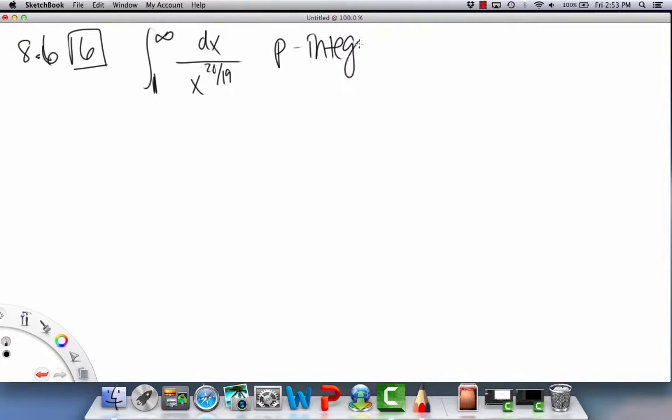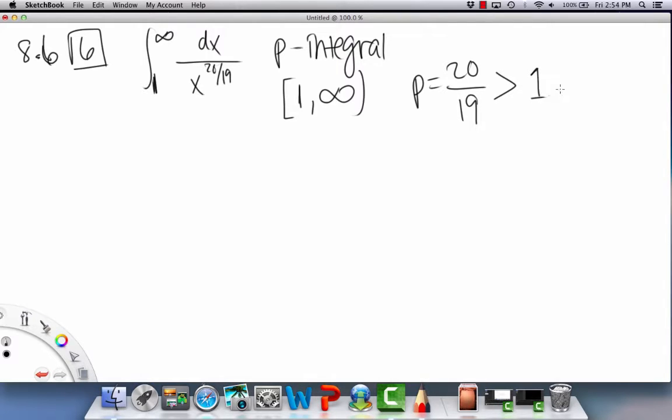So this is a special one. We kind of have two different categories. The first is determined by the interval. So we have 1 to infinity, so this is going to be the first case. And then that splits off into two separate values. It either converges or diverges according to what the p-value is. And as we can see here, p equals 20 over 19, which is greater than 1. So this does converge, which is good.